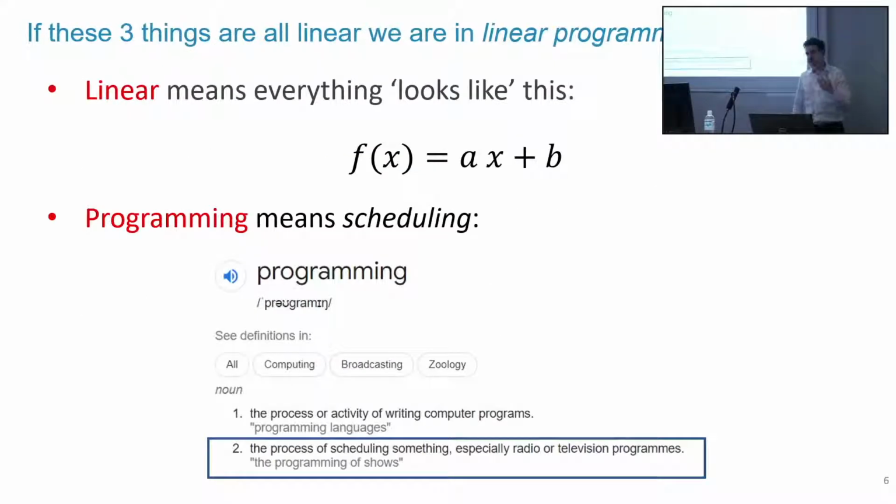So if those three components are all linear functions, then you're in the territory of linear programming. And linear is anything that looks like that. So real numbers multiplied by your variables, where the highest power is 1. So you're not allowed things multiplied by each other. You can't have x times y. You can't have sine. You can't have anything else. You can only have linear functions.